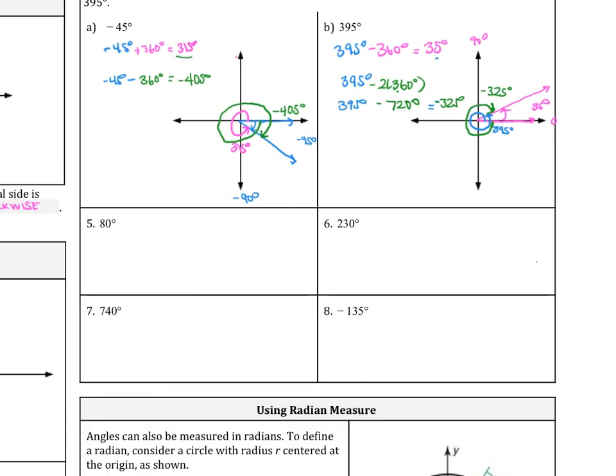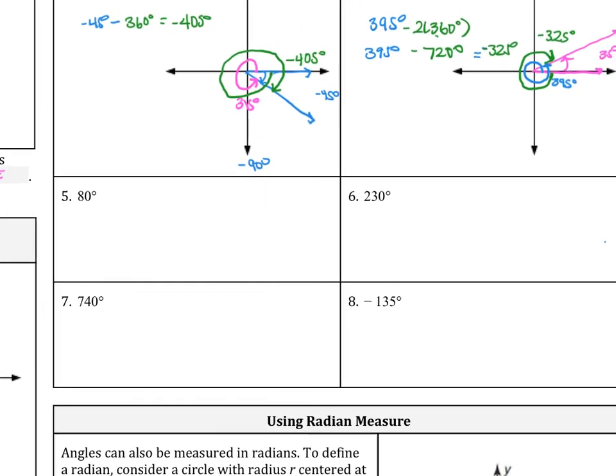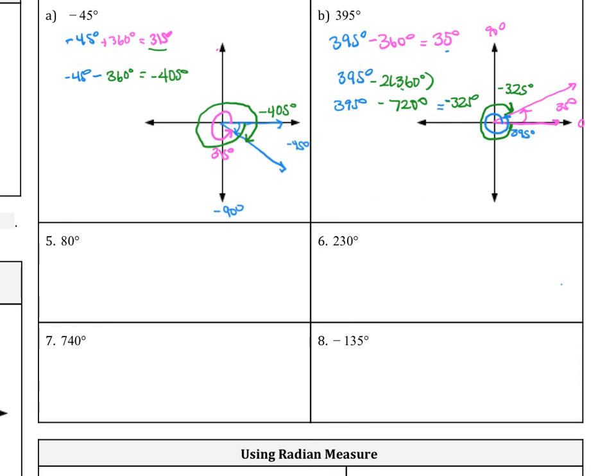So try out these 4 examples down here, 5, 6, 7, and 8. You don't have to draw them, just show your work. So for number 5, you write 80 degrees and you add 360 and then 80 degrees minus 360 and then what is the answer? So try these 4.